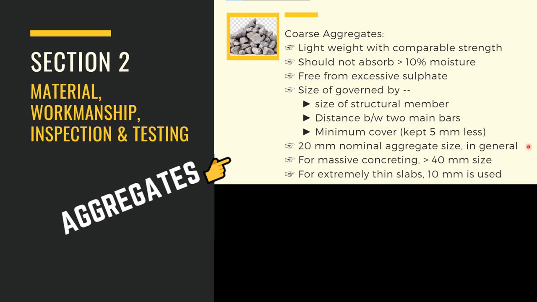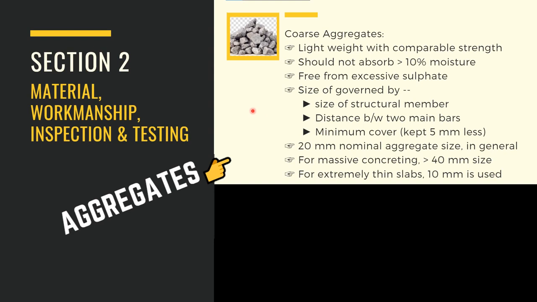In general practices, we use only 20 mm nominal size aggregate. For massive concreting, such as in dams, we can use more than 40 mm size aggregates. It can be used. For extremely thin slabs, we can use 10 mm aggregate. It is the very lowest value we can use for extremely thin slabs.